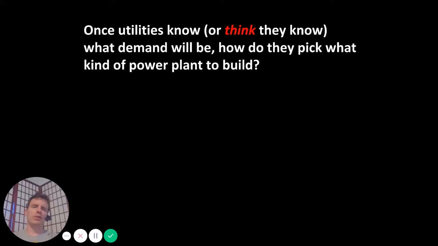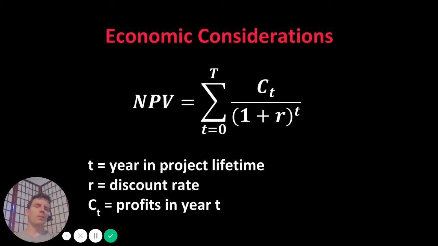So now the question is, once utilities know or think they know what demand will be, how do they pick what kind of power plant to build? So we've talked about at least one way to make this decision based on economic considerations, which would be net present value. We've talked about how net present value can be used to give single numerical scores to alternative investments based on their expected discounted cash flows.